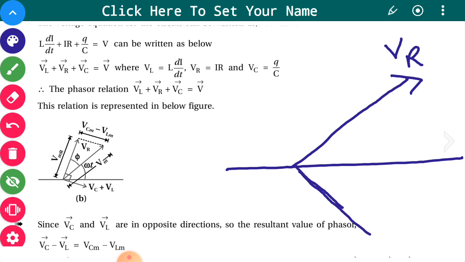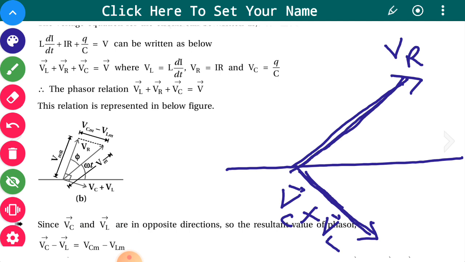Now the resultant of this VC and VL will be just the vector sum, VC plus VL, as such this is a vector sum. Otherwise the magnitude will be VC minus VL, which will come in a later case. So these are the two. Say for example, these are vectors only, just take them as vectors.